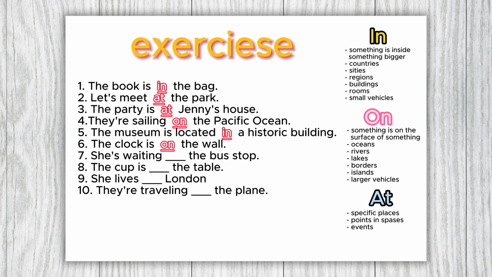She's waiting blank the bus stop. Bus stop is a point in space, so we use at. She's waiting at the bus stop. The cup is blank the table. The cup is on the surface of the table, so we use on. The cup is on the table.